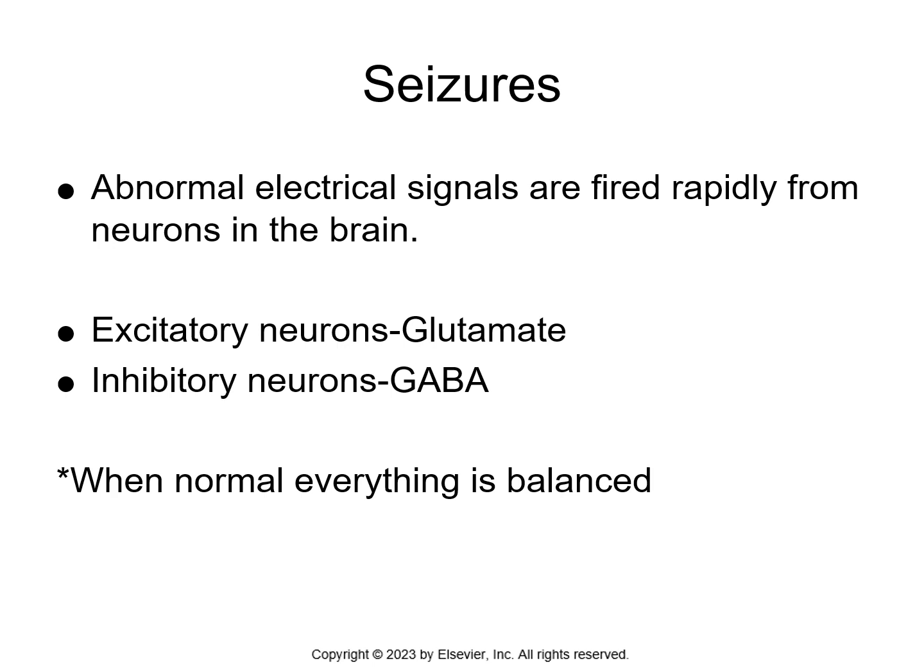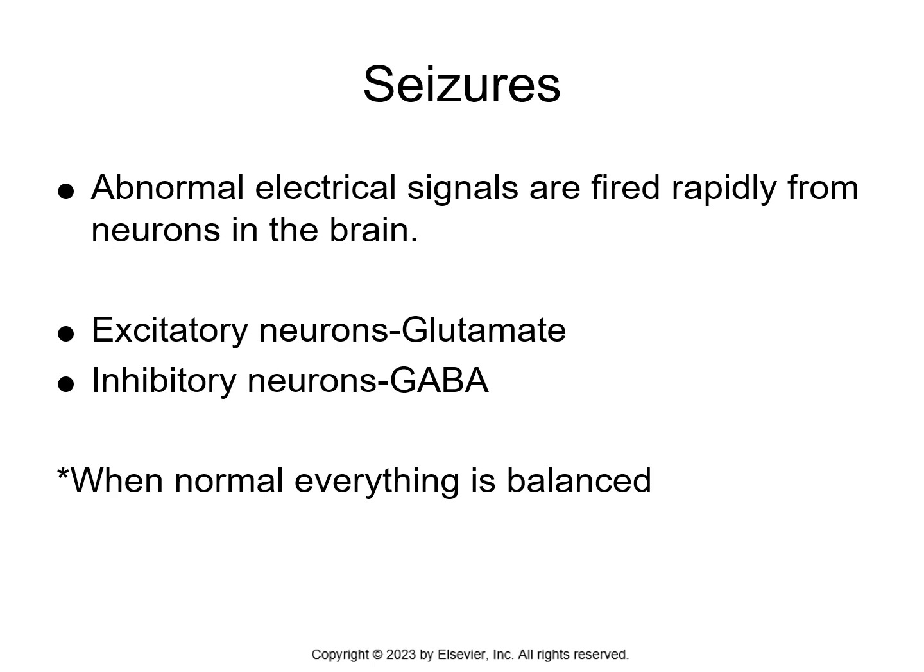Okay, so seizures are abnormal electrical signals that are fired rapidly from neurons in the brain. We have two types of neurons in the brain, excitatory neurons and inhibitory neurons. The excitatory neurons are going to produce the neurotransmitter glutamate, and inhibitory neurons are going to produce GABA. And it really is important for you to know this, because as you look at medications, some of them are going to block glutamate and some will block GABA, or vice versa. And so that helps you understand what's happening.